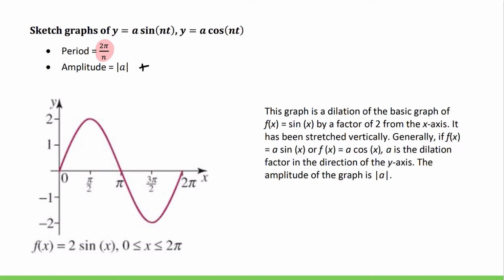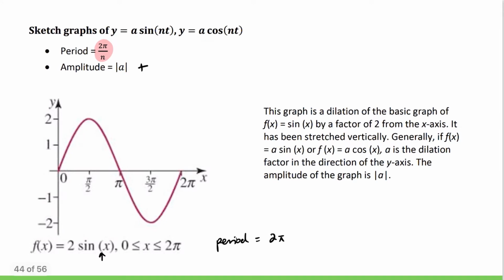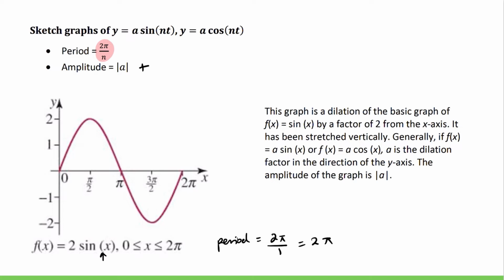So as an example, this is what 2 sine x looks like. The period of this is just 2 pi, and the value in front of x is 1. That's why it's just 2 pi divided by 1, which is 2 pi. So you can see that the length of this whole thing goes till 2 pi, and the amplitude is the value at the front, 2. That means the maximum is going to be at 2, and the minimum is also going to be at -2.